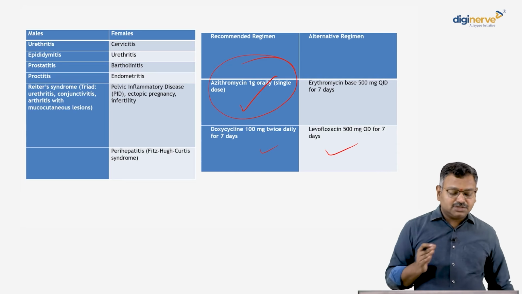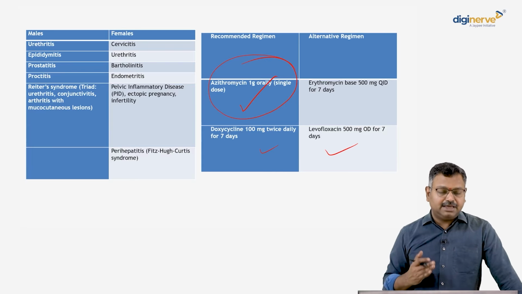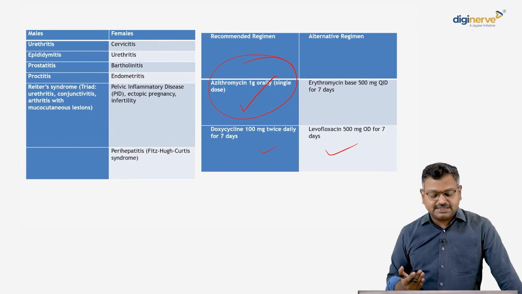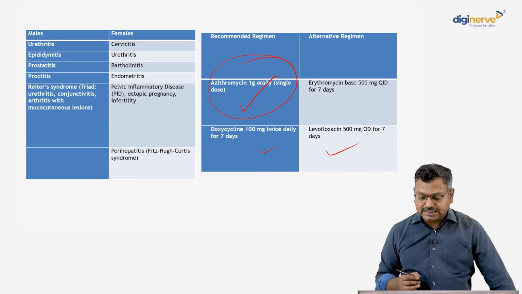So chlamydia causes urethritis, epididymitis, prostatitis, Reiter's syndrome in males. In females, it produces cervicitis, endometritis, PID, and perihepatitis, Fitz-Hugh-Curtis syndrome.